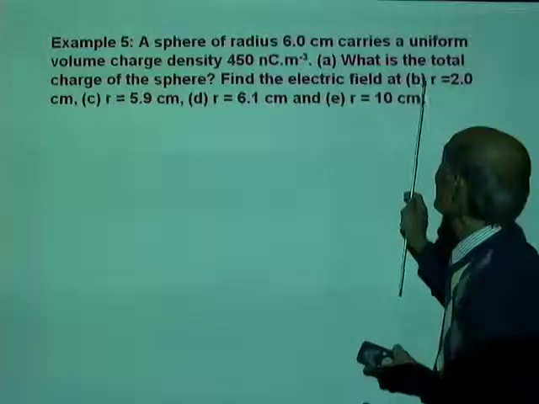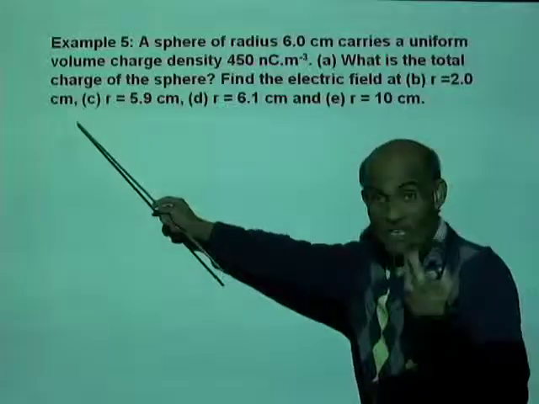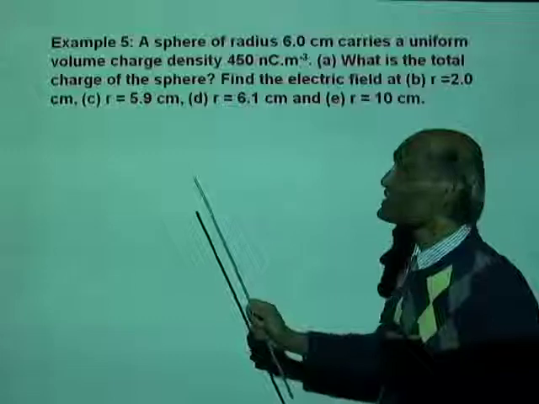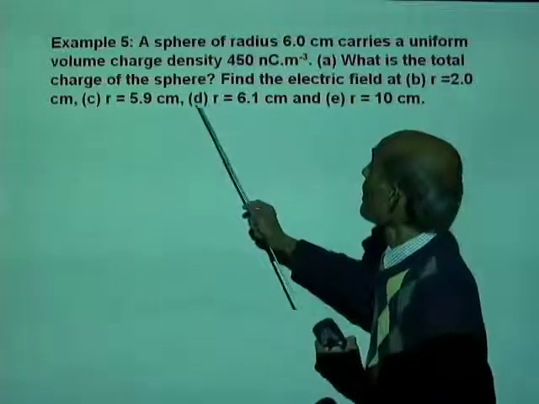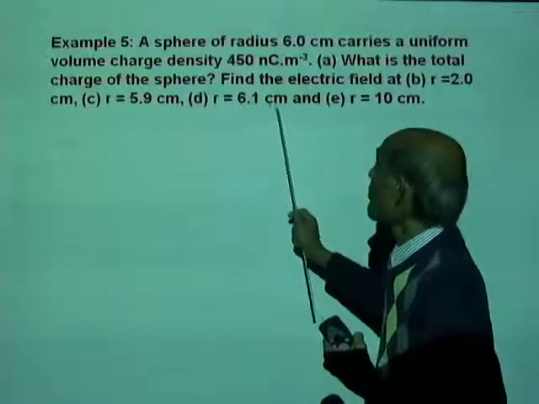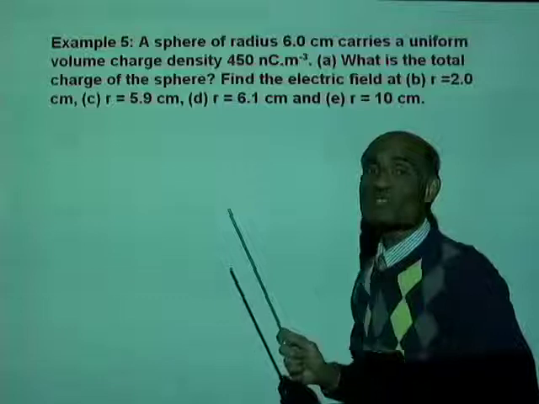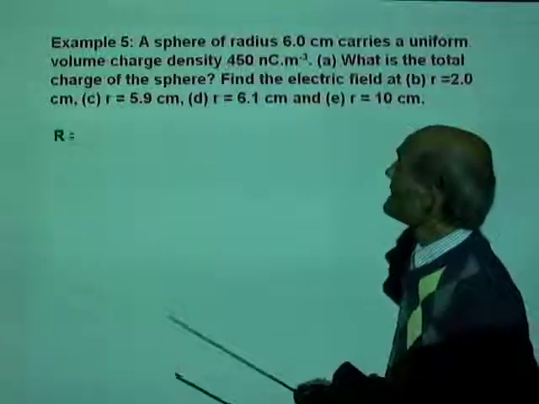Find the electric field at r equal to 2 cm, that is inside the sphere, r equal to 5.9 cm, again it is inside the spherical object, r equal to 6.1 cm outside, r equal to 10 cm is again outside. Alright, let's get going.